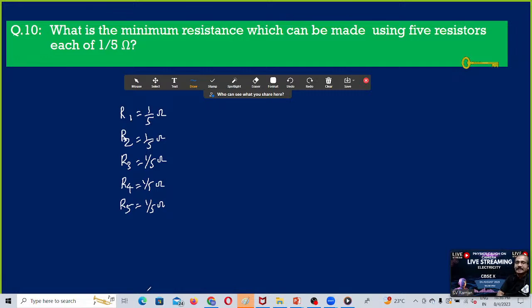So as we discussed before, the minimum resistance means we need to connect in parallel: 1 by Rp is equal to 1 by R1 plus 1 by R2 plus 1 by R3 plus 1 by R4 plus 1 by R5. We need to be very careful teaching this topic to the students. Why? Because many times I have noticed they directly put 1/5 instead of the 1 by R value. So while writing on the board, we need to be careful that the student puts the values of each resistance.